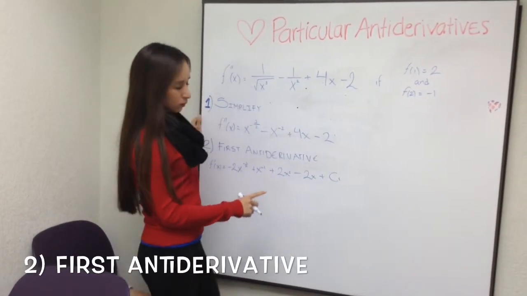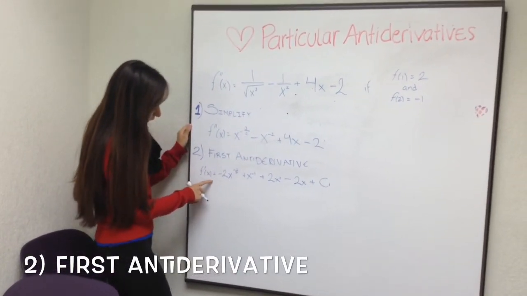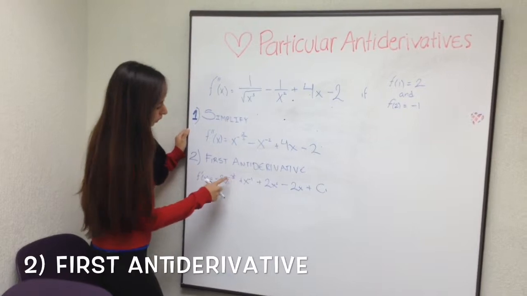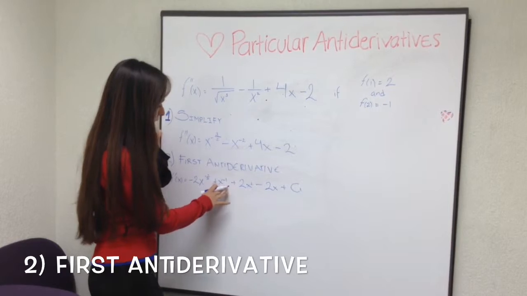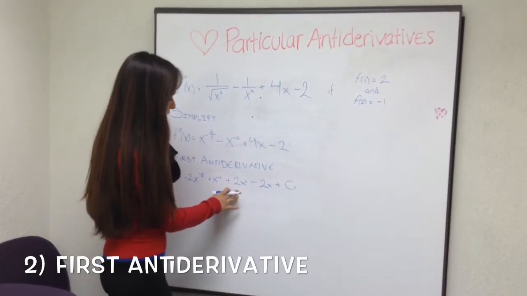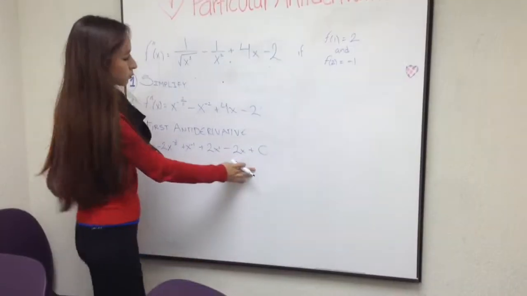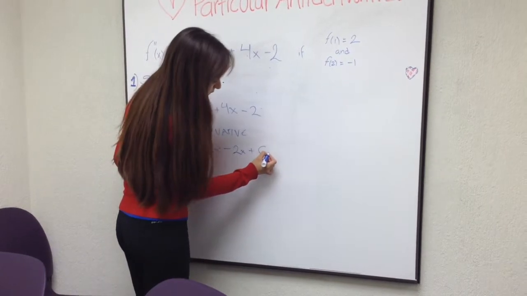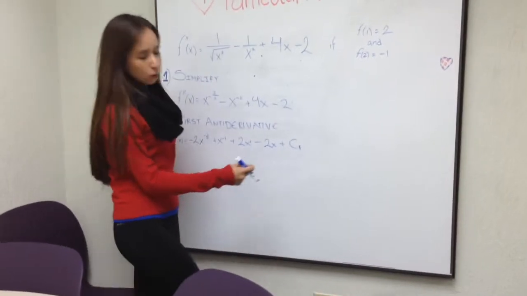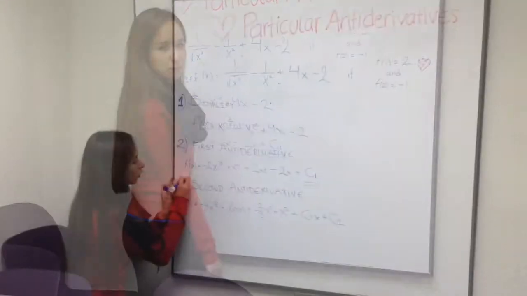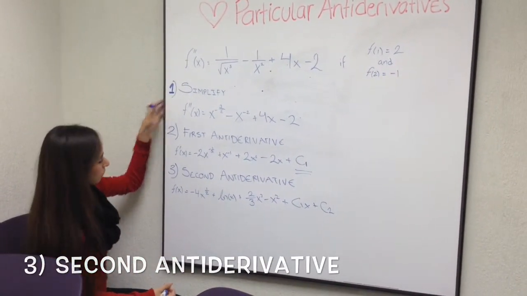After doing all the procedure, we obtain f derivative of x equal to minus 2x to the power of minus 1/2 plus x to the power of minus 1 plus 2x squared minus 2x plus c1. Here it's important that we put c1 because we are going to obtain two antiderivatives, so we are going to get two constants. Our third step is to obtain the second antiderivative of this function.